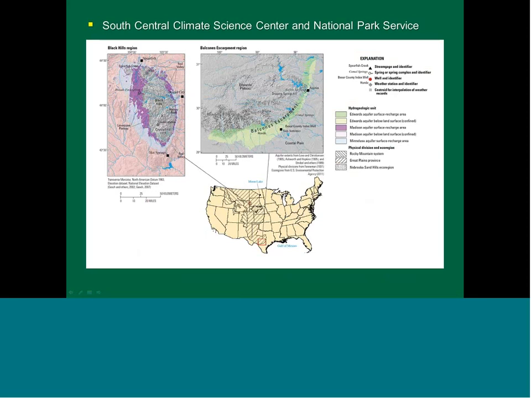So we looked at what's going on in the Black Hills, and also down in Texas, we've been working with the Texas Water Science Center, looking at the Balcones escarpment, where there are also karst aquifers and species down there that may be vulnerable to change. So that's another thing. National Park Service, mostly that's in the Black Hills.